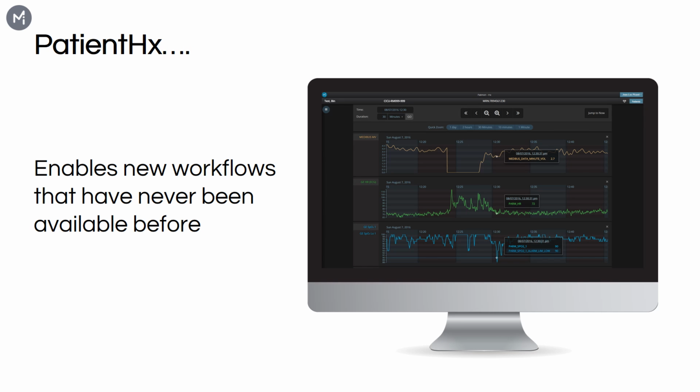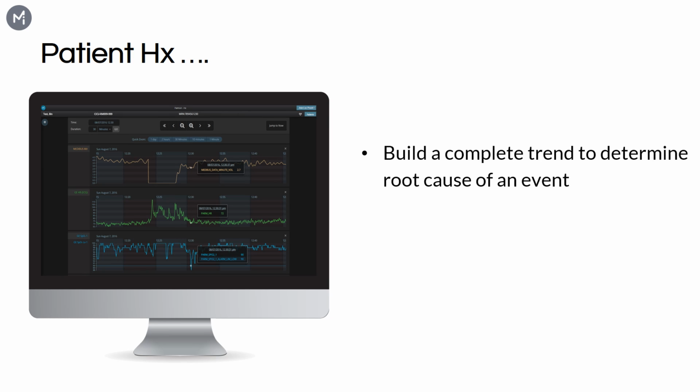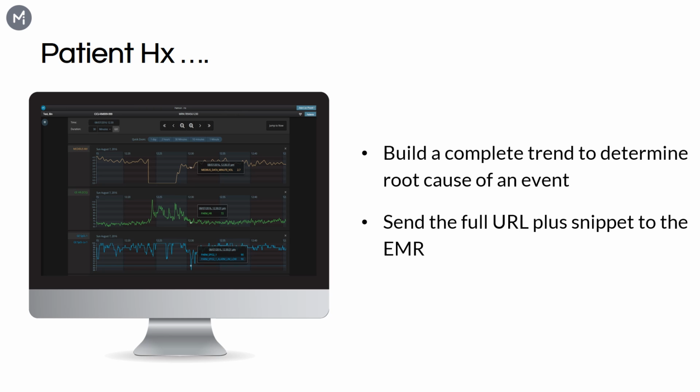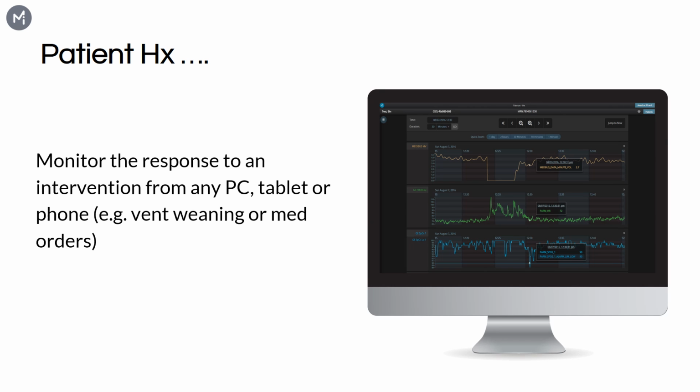Patient HX enables new workflows that have never been available before. It allows you to go back in time to build a complete trend and quickly determine the root cause of an event. Send the full URL and snippet to the EMR for enhanced documentation, or take care of patients first and document later. You can leverage the data to monitor a patient's response to a procedure or intervention, such as vent weaning or a med order.